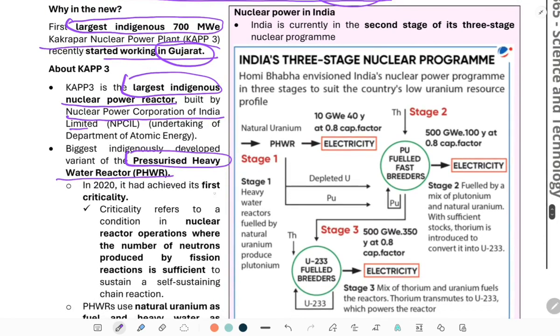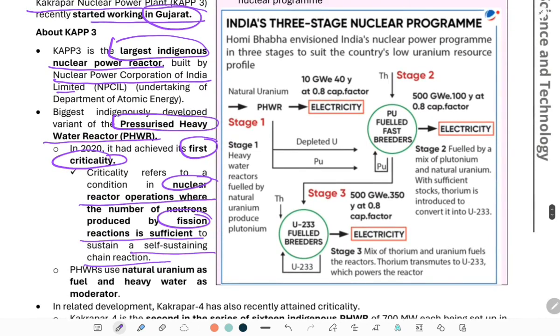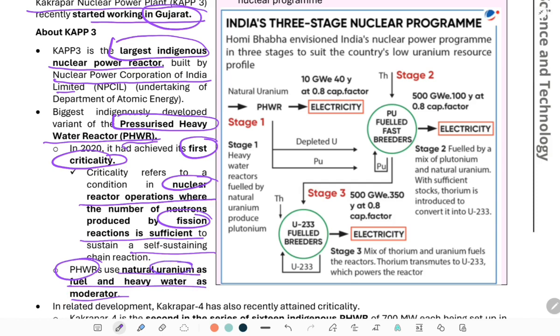In 2020, it achieved its first criticality. Criticality refers to the condition in nuclear reactor operations where the number of neutrons produced by the fission reaction is sufficient to sustain a self-sustaining chain reaction. And these PHWRs use natural uranium as a fuel and heavy water as a moderator.